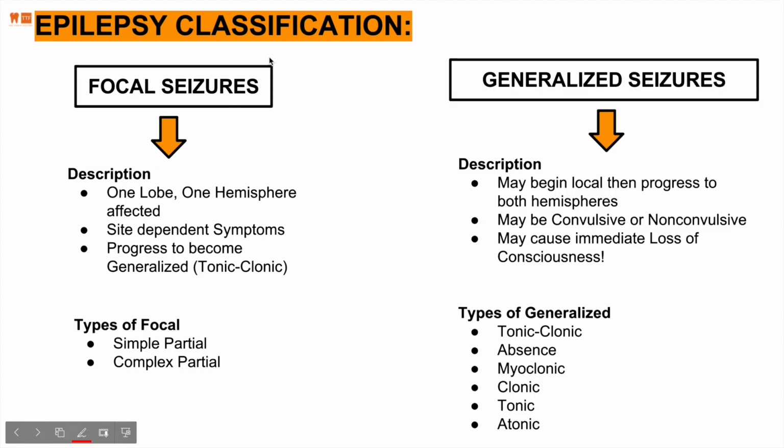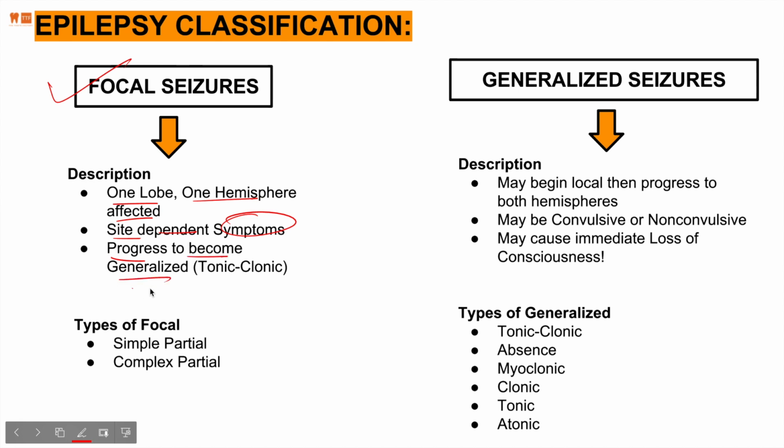Okay, so like we always teach at the Tooth Factory, we're going to bottleneck our knowledge. We started generalized all the way up in CNS, then we moved into epilepsy overview, then we moved into the generalized and focal, and now we're diving into each of their descriptions. So we call this bottleneck education, guys. All right, so let's take a look at our classification. Focal seizures. Description: it is one lobe, one hemisphere affected. Site-dependent symptoms, depending on where in the brain it is affected, we can determine the symptoms.